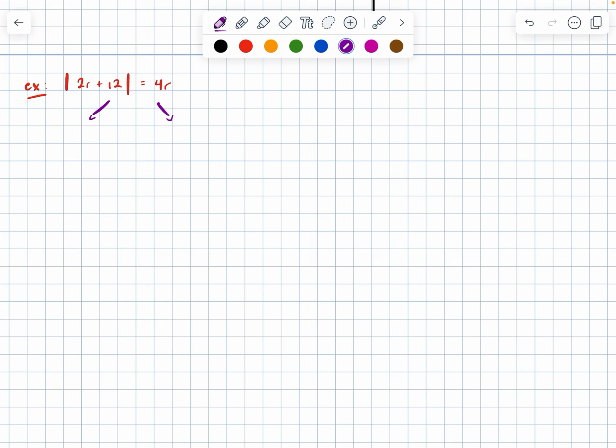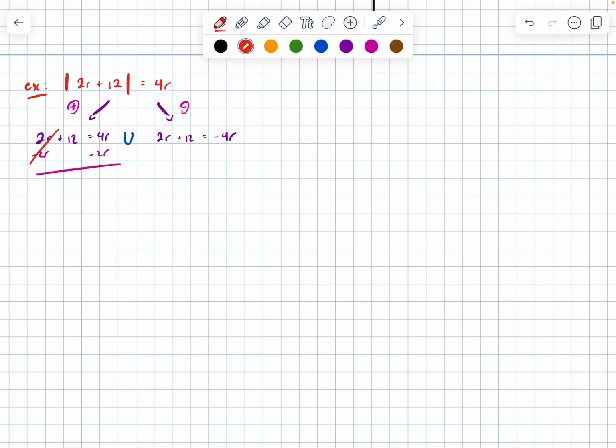Okay, so same idea. I've got the absolute value equals 4r. If it ain't broke, don't fix it. I'm going to split this into my two cases. So I've got a positive case and a negative case joined by or. On the positive case, I could say 2r plus 12 is positive 4r. On the left, I could say 2r plus 12 is negative 4r.